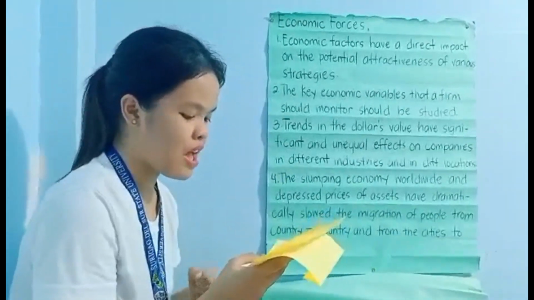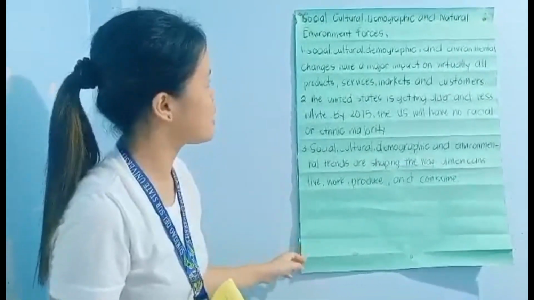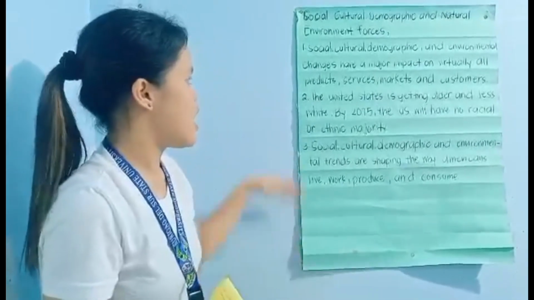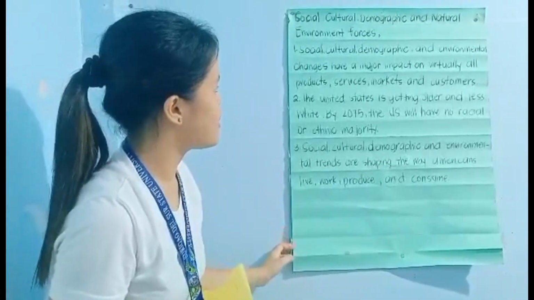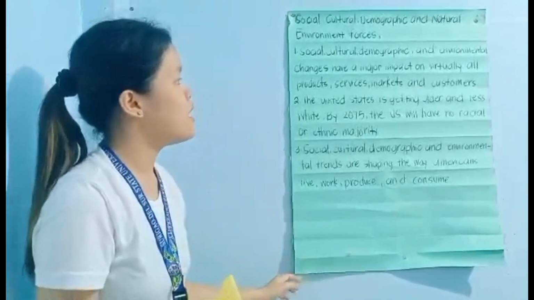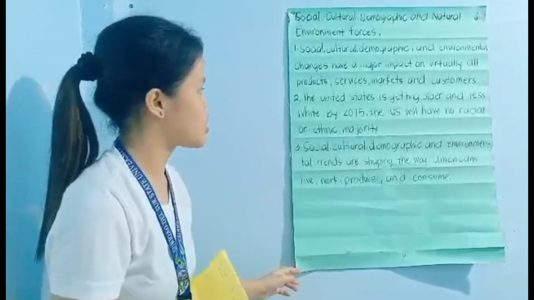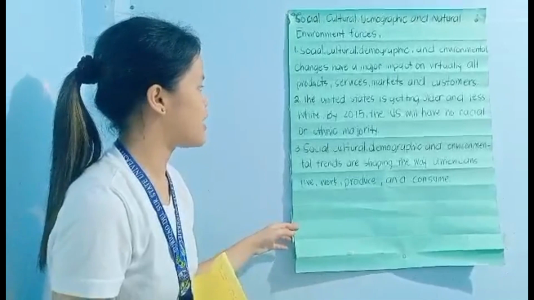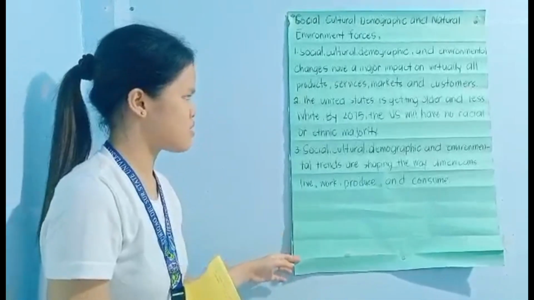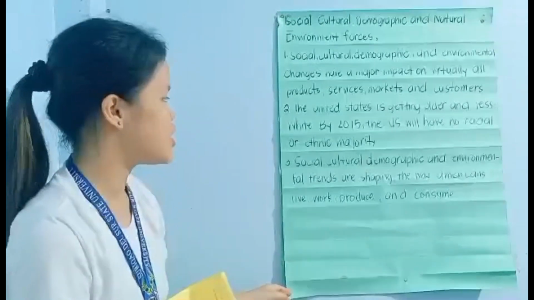expected to remain sluggish. Okay, my next topic is about social, cultural, demographic, and natural environment forces. Number one, social, cultural, demographic, and environmental changes have a major impact on virtually all products, services, markets, and customers. Number two, the United States is getting older and less white. By 2075, the US will have no racial or ethnic majority.